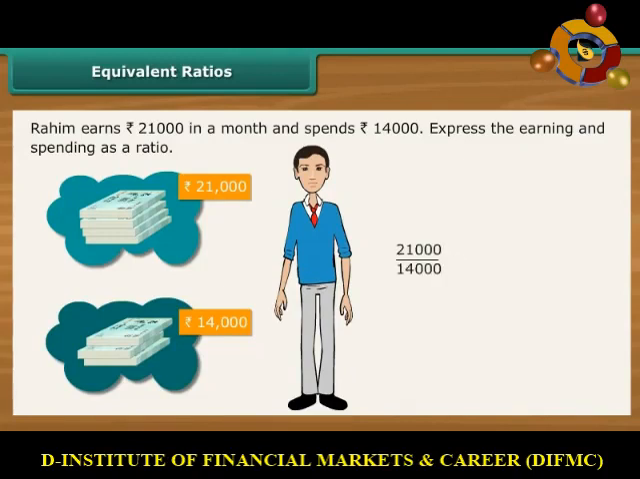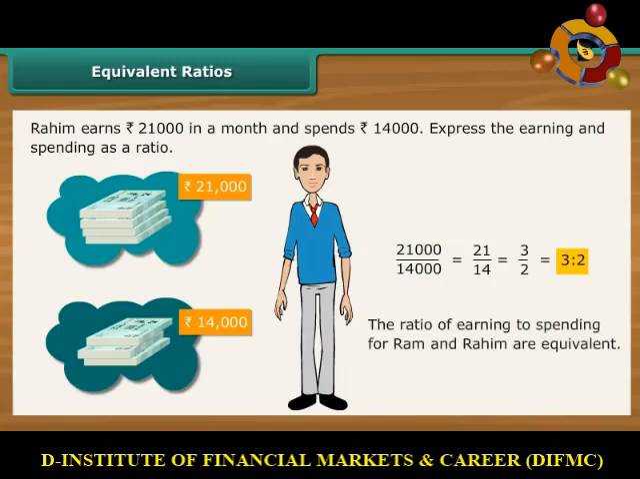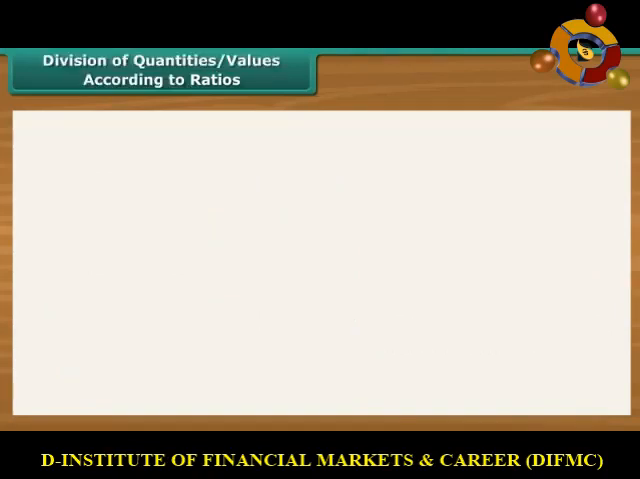21,000 by 14,000 is 21 by 14, which, when reduced to lowest terms, is equal to 3 by 2 or 3:2. It means that out of every 3 rupees earned, Rahim also spends 2. The ratio for earning to spending for Ram and Rahim are equivalent. Division of quantities, values, according to ratios.